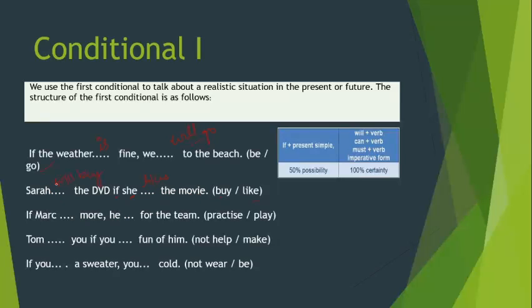Now the third sentence is if Mark, again two options are given, practice and play. If Mark practices more, he will play for the team. All these are realistic situations. If he practices, he will be able to play for the team. Now the next sentence, with not help and make: Tom will not help you if you make fun of him.